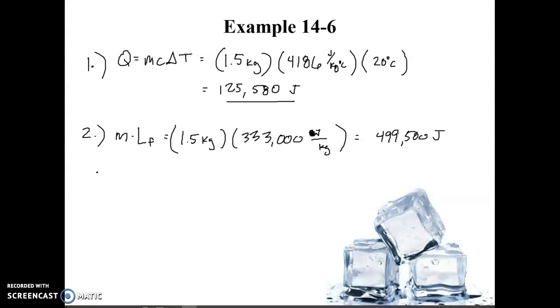And I was really hoping I was going to get this problem done before my 15 minutes ran out, but it doesn't look like I'm going to. So unfortunately, I'm going to have to finish this example problem in the next video.